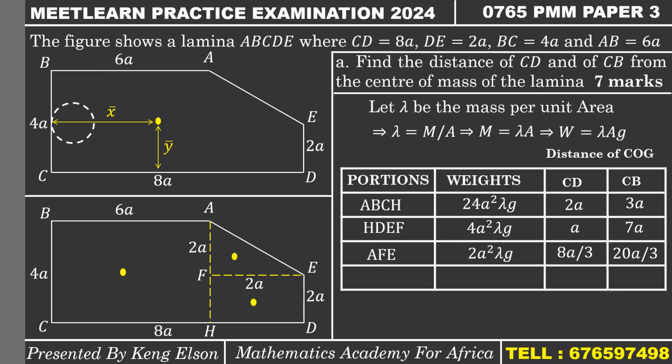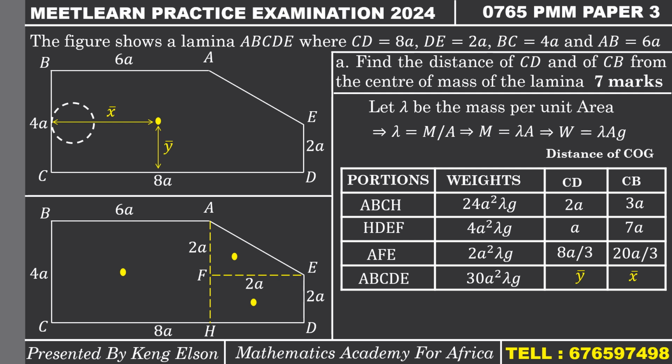Now we need to take the portion which is the whole lamina ABCDE. The weight of the whole lamina is the sum of the weights of its individual portions. So we add 24, 4 and 2, and we get 30a squared lambda g. The distance of the center of mass of the whole lamina from CD is y bar, and the distance from CB is x bar. So we have completed the table.